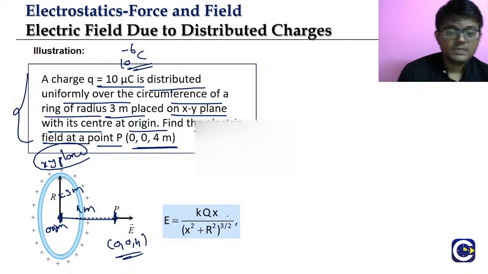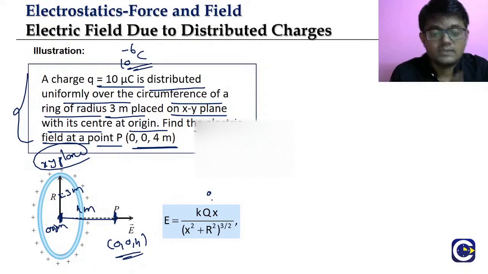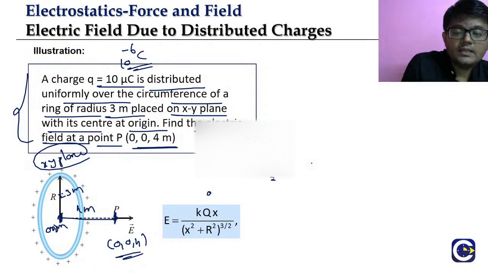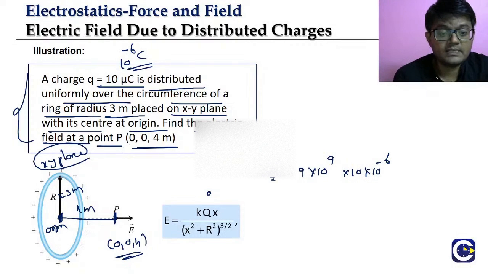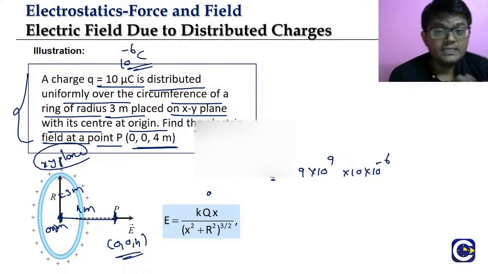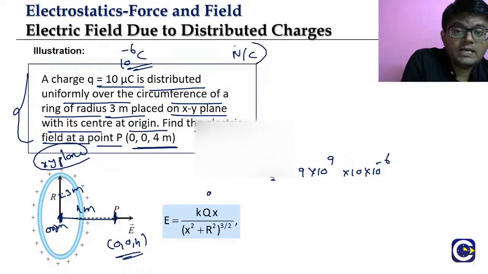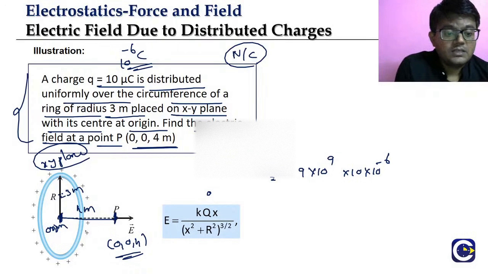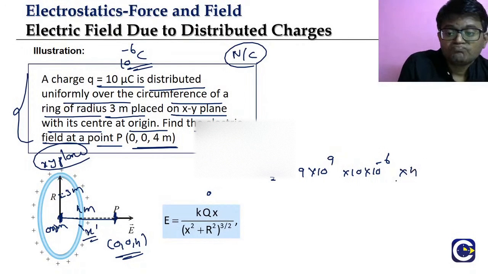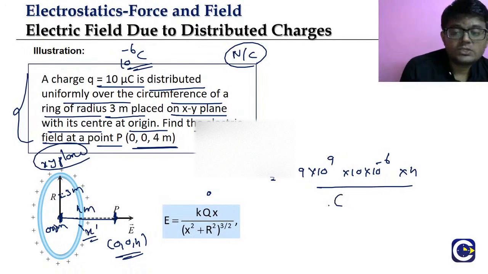So இப்போ பாருங்க as it is அப்படியே எடுத்துட்டு we'll just have to substitute. So k 9 into 10 power 9, ஓகேவா. q 10 microcoulomb, 10 into 10 power minus 6, எல்லாம் நம்ம SI system ல தான் எடுத்திருக்கோம். So we are going to get the final answer in the SI system, ஓகேவா. SI system ல electric field Newton per coulomb, okay. So k into q x, x is the distance of the point from the center of the ring, which is 4, divided by r square plus x square whole power 3/2. R 3, so 3 square plus 4 square whole power 3/2.